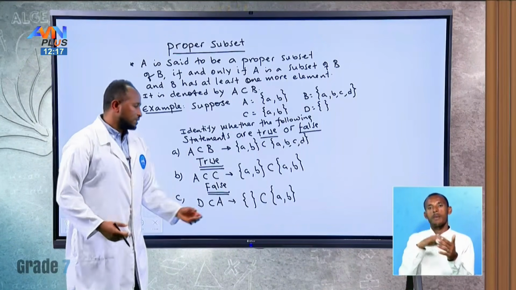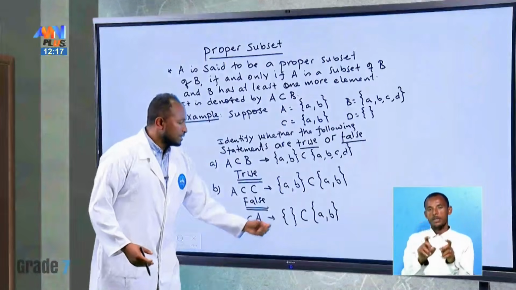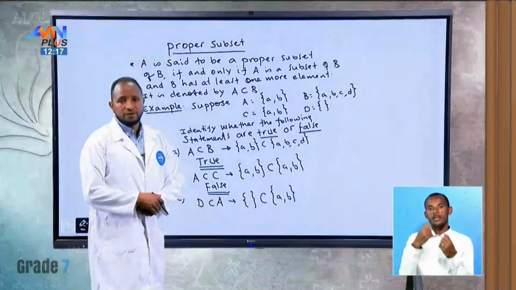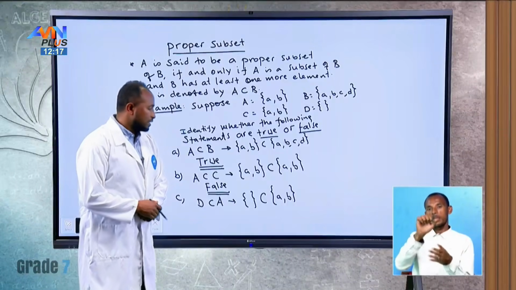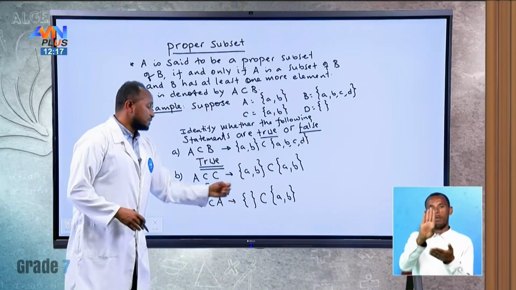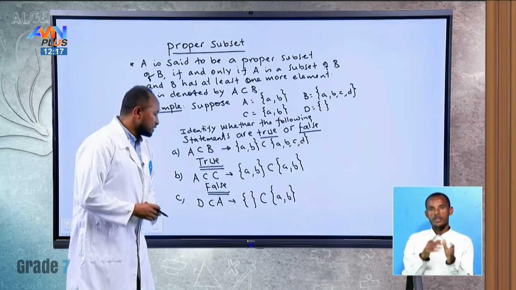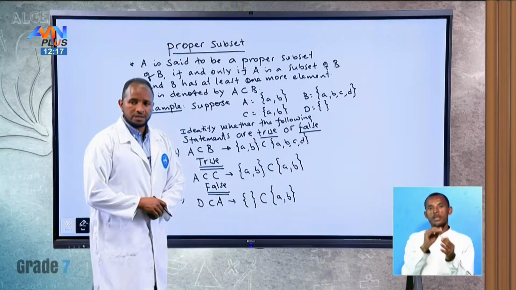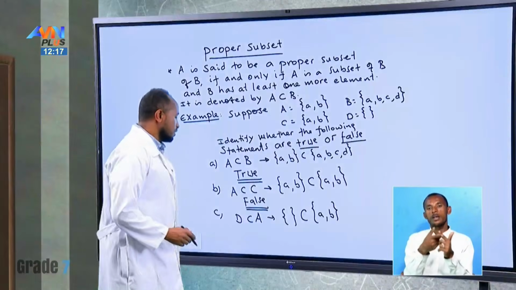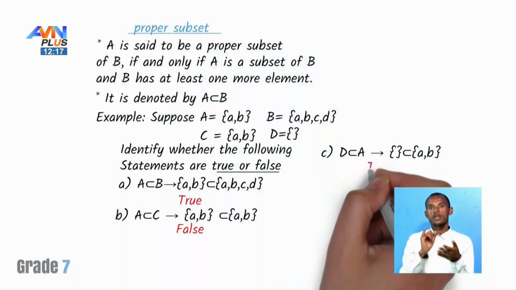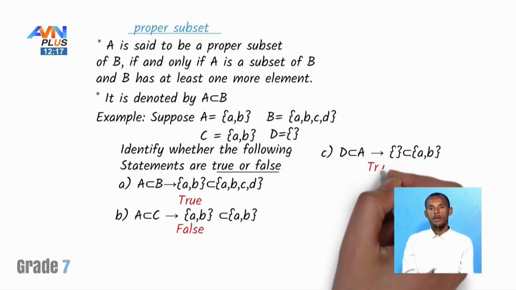So after checking the subsets, does the second set have additional elements compared to the first set? Yes, it has. It has more elements, A and B, than the first set. Because of this, the empty set is a proper subset of the second set. So we conclude that this statement is true.